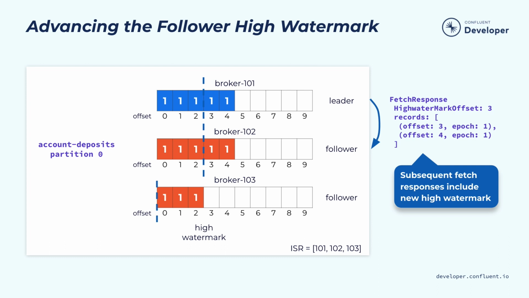Once the leader has advanced the high watermark, it will also need to propagate this information to the followers. This is done by piggybacking on the fetch response. As you can see here, in the fetch response, the leader will also include the latest high watermark to the follower. Since this is done asynchronously, the follower's high watermark typically is a little bit behind the true high watermark in the leader.